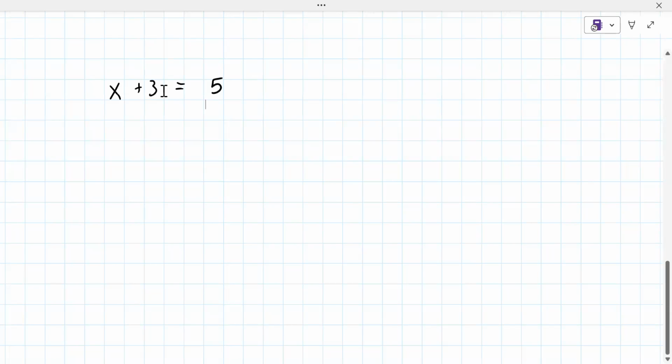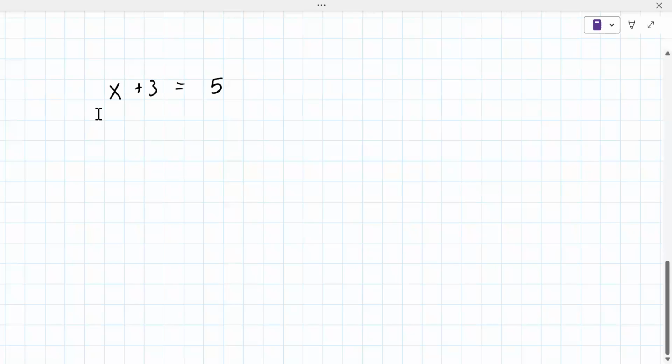Now what you need to do is subtract both sides. But you have to look at the side with the variable. It's a plus, so you have to subtract. What do you subtract from both sides? You have to subtract both sides by 3.